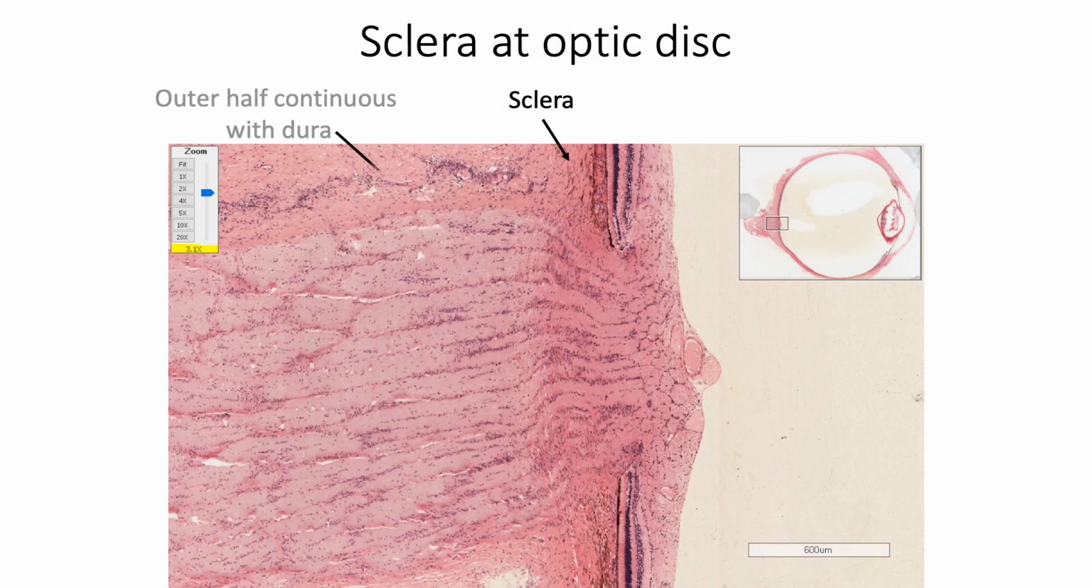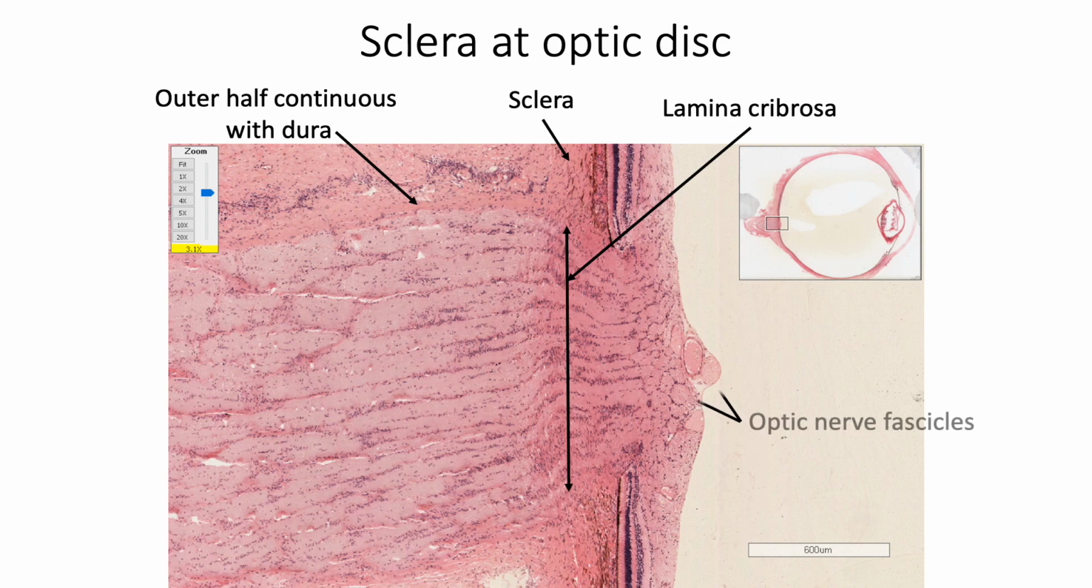At the optic disc, the outer half of the sclera continues with the outer covering of the optic nerve, that is dural layer, but inner half of the sclera forms the lamina cribrosa, which is the weakest part of sclera, allowing for the passage of the optic nerve fascicles as well as central retinal vessels.